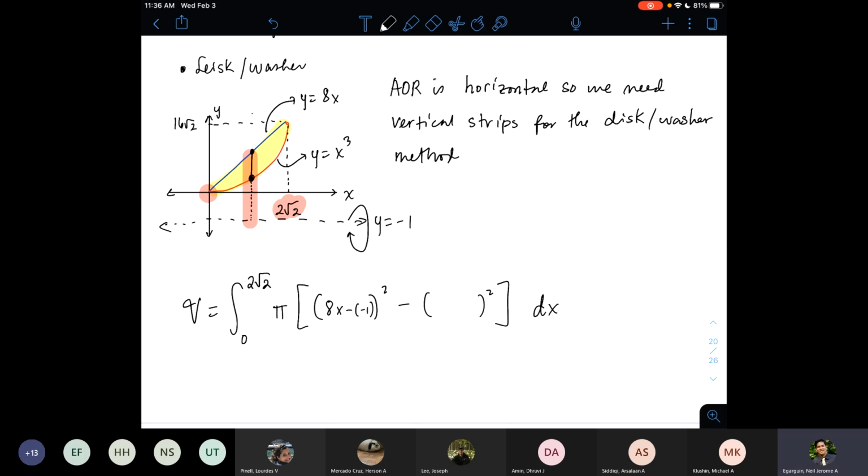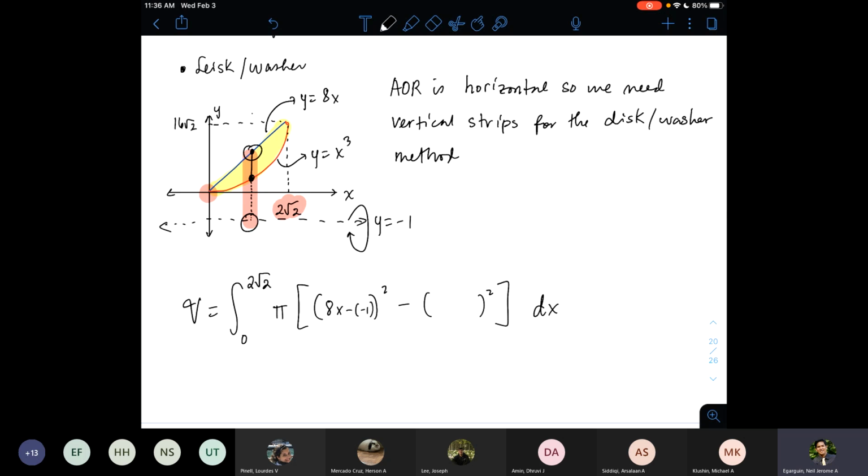Is that clear? Again, it's top minus bottom. Top function, 8x. Bottom function, -1. 8x minus -1, or you can simplify it as (8x + 1), quantity squared. That goes into your integrand.